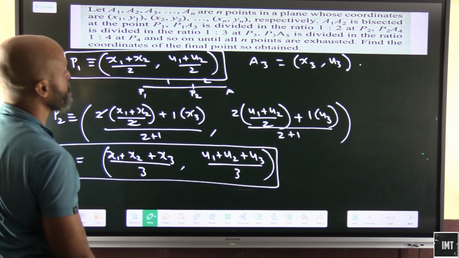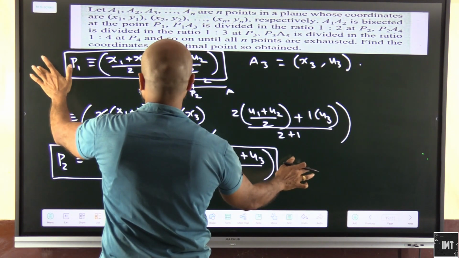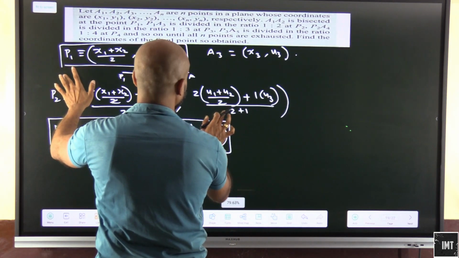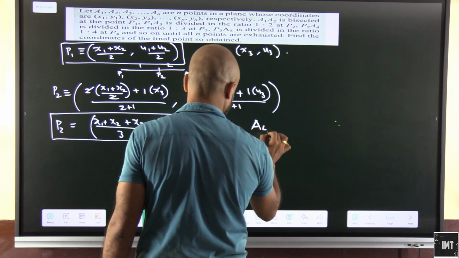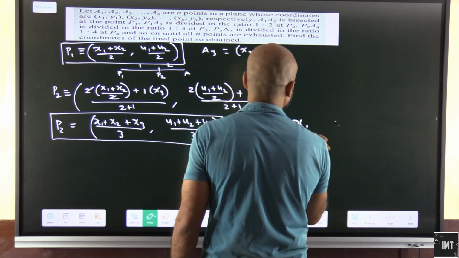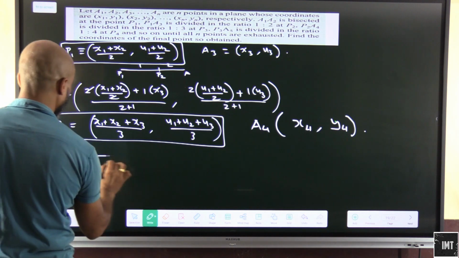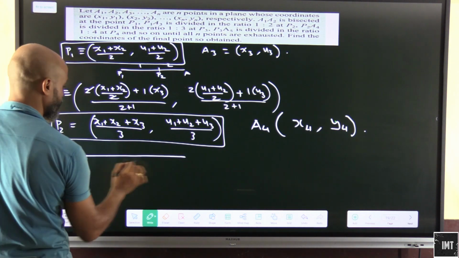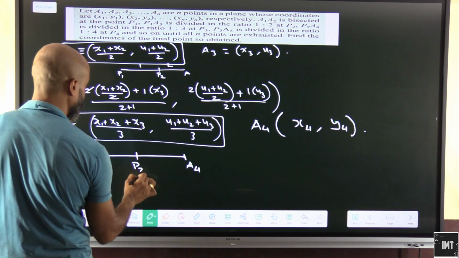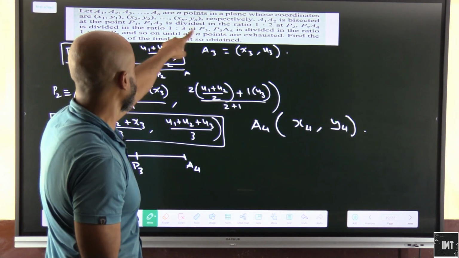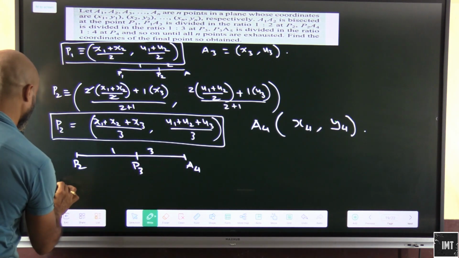Okay, now what is being said here? Let's say we have p2 and we have a4 here. So a4 obviously will have coordinates what? x4, y4. So p2 a4, let's say this is p2 and this is a4, this is divided by p3 in the ratio of 1:3. So what will be the coordinates of p3?